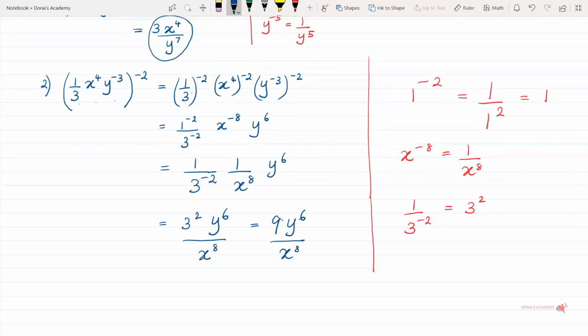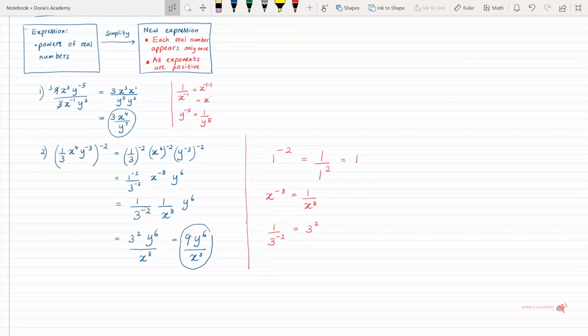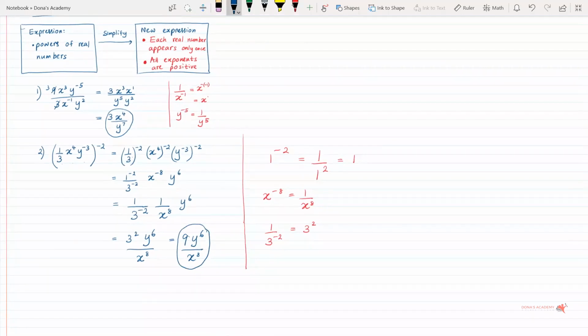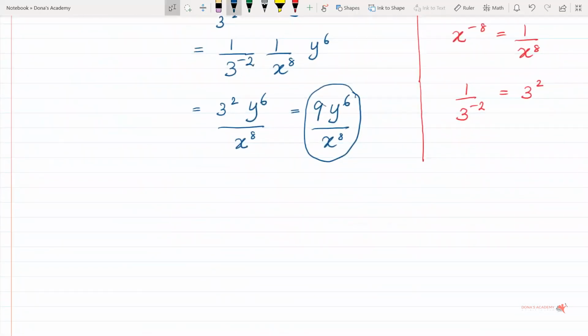All right, does it satisfy the conditions now? Yes, x appears only once, y appears only once, and all exponents are positive. So we can stop the process. So this is my final answer for this question. All right, let me take another example, my final example.